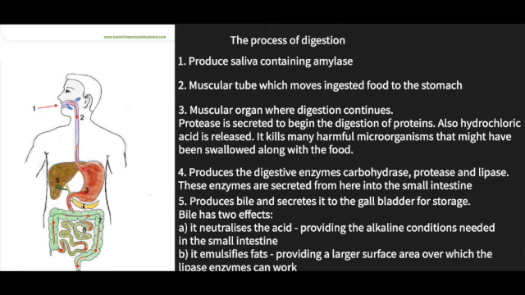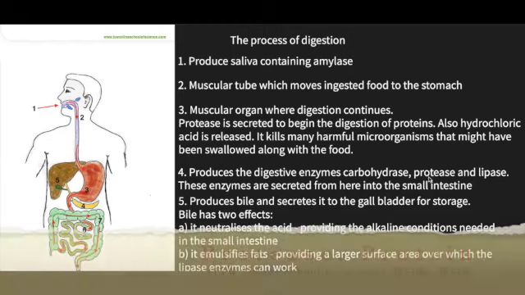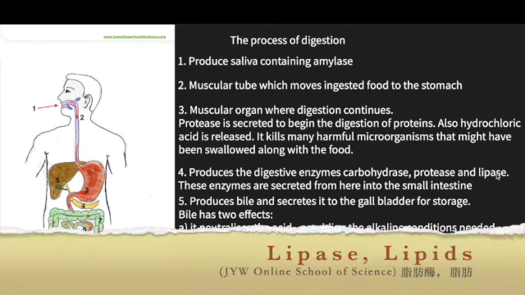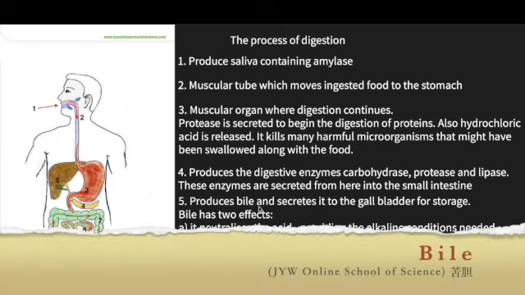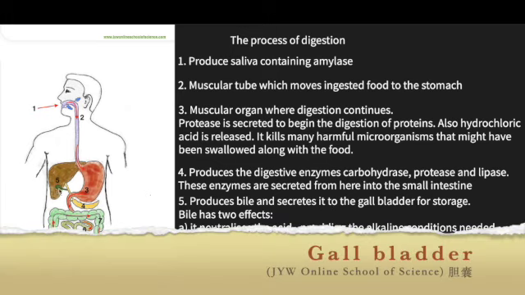So number 4 here, this yellow one here, that's the pancreas. The job of the pancreas is to produce digestive enzymes. Carbohydrase only digests carbohydrates, protease only digests protein, and lipase digests lipids. So these enzymes are secreted from here into the small intestine. And number 5 here, you have the liver that produces bile, and this bile is secreted and stored in the gallbladder.